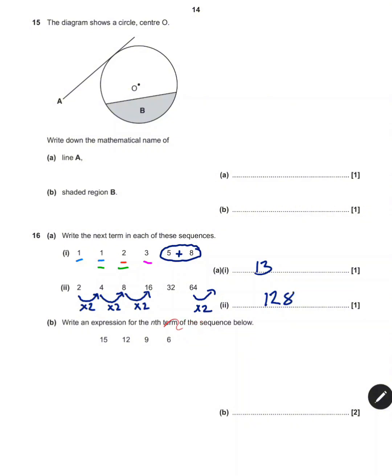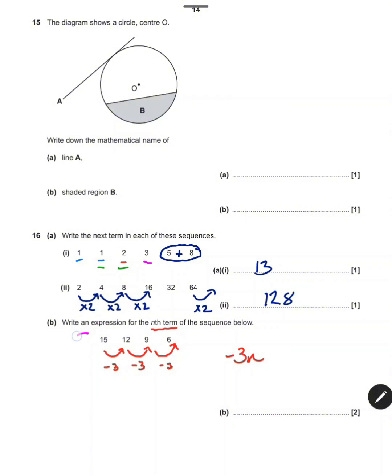Part B looks for an nth term expression for this sequence. Well, what we need to do is figure out what's happening between terms. I think from 15 to 12 we're taking 3. 12 to 9 we're taking 3. And 9 to 6 we're taking 3. The minute you've got this common difference, you can write that down and put an n after it, minus 3n.